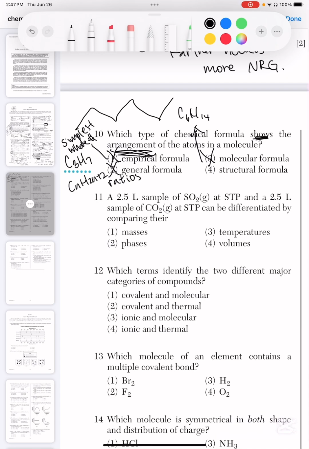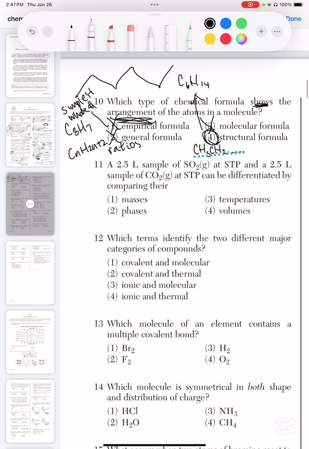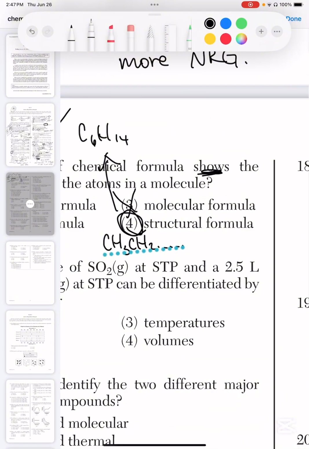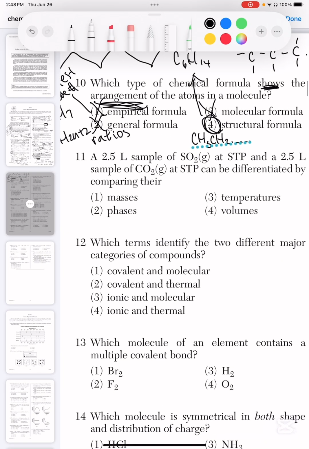Well, number 4, I think it would be like this, for hexane, however many that has. So number 4 is the one that makes the most sense, because this would be CH3, CH2, CH2, and it just keeps going, because hexane has 6 carbons. I don't want to draw all of them.